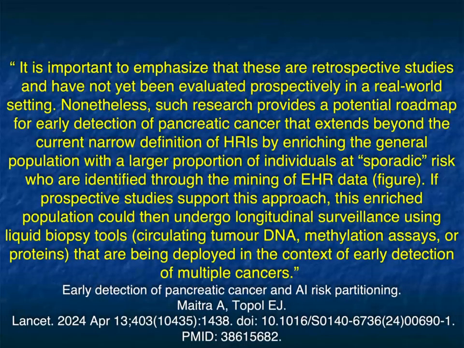What can we do? The article goes on to say also, it's important to emphasize that these are retrospective studies and really have not been evaluated in a true real-world setting. And this idea about finding patients at high risk is a challenge unless you know what the high risks are. Obviously, certain germlines are high risk, but that's a small percentage of the patients. Are there other things we could do? Liquid biopsy tools are coming along, and perhaps these can make a big difference, and so that's really where the hope will come in.